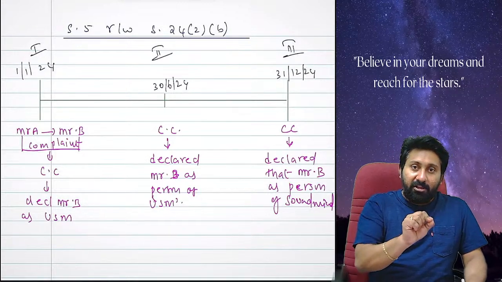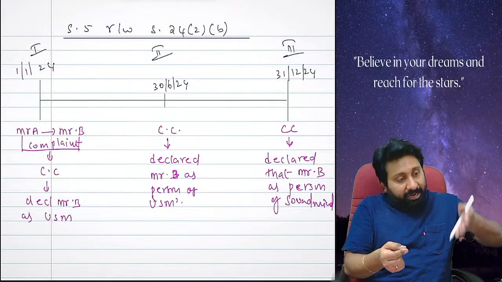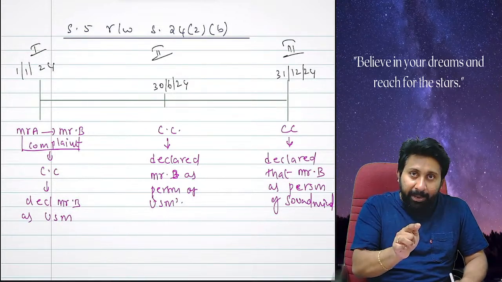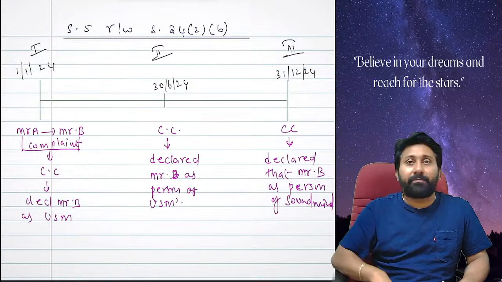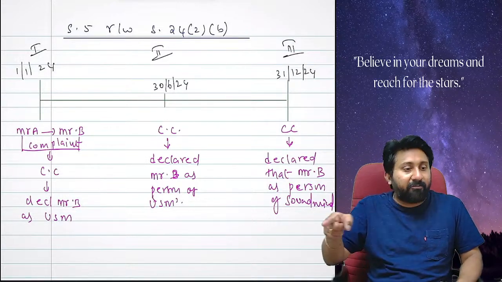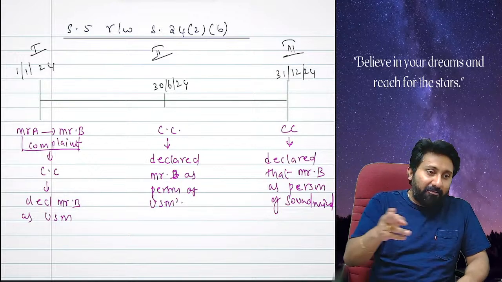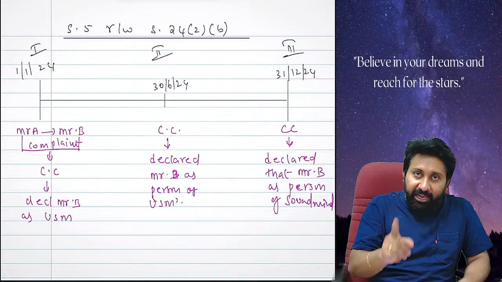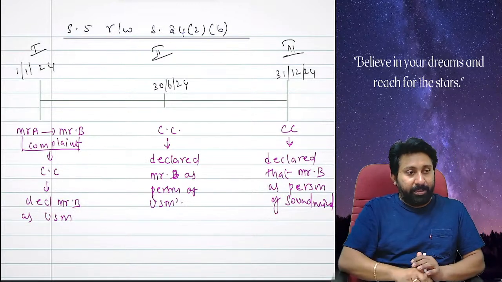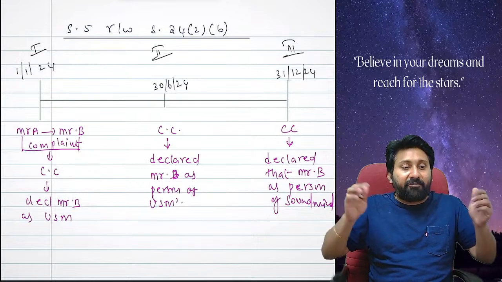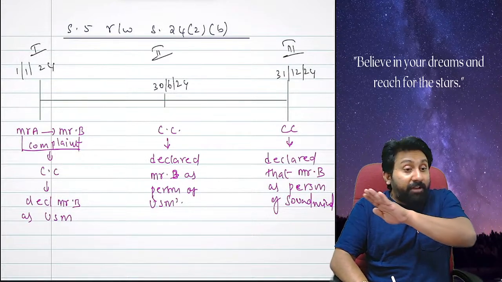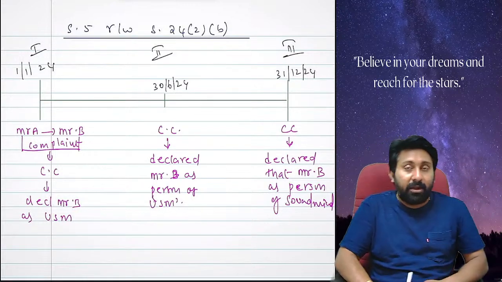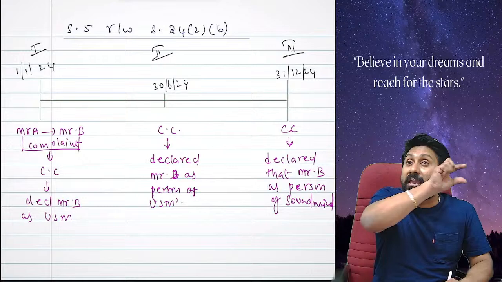Disease will be from a particular time to a particular time. Death will happen at a point of time. Disease, period of time; death, point of time. Disqualification, period of time. Vacation, point of time. Means a period will be there for disqualification, a period will not be there for vacation. Vacation happens at a particular time. Disqualification will happen for a period of time.